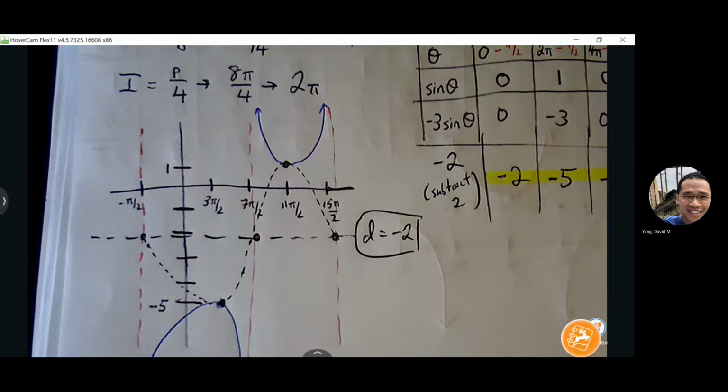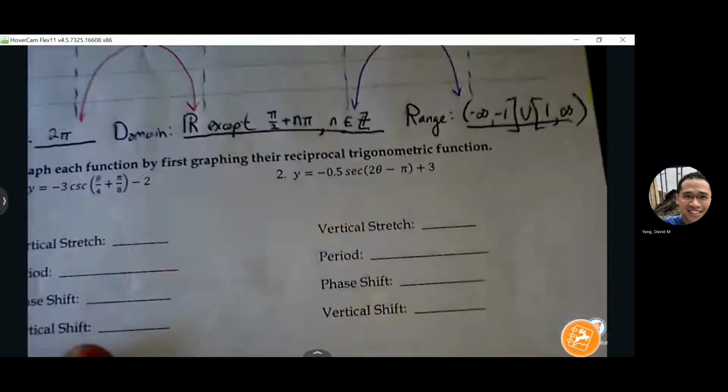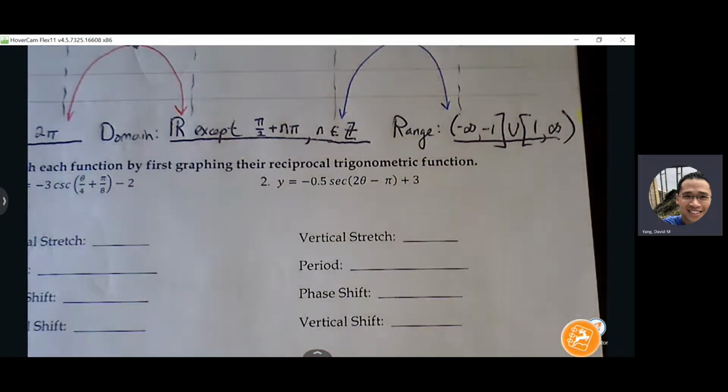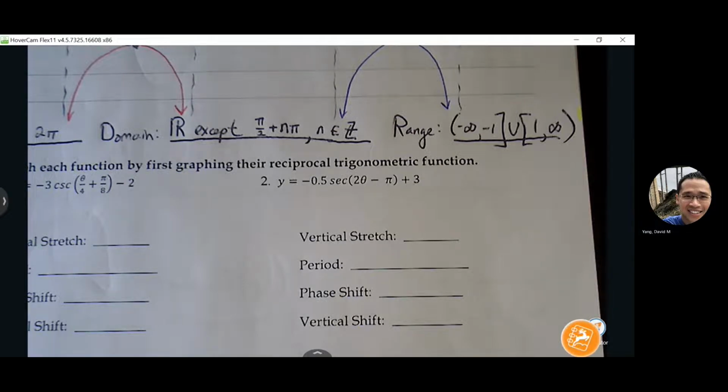Okay, so number 2, y equals negative 0.5 secant of 2 theta minus pi plus 3. We're just going to pretend like we're working with what? Good, cosine. So you'll do sine for cosecant, but for secant, you'll do cosine. So go through the process. You're going to rewrite your function, right? You're going to pull that B value out and adjust your phase shift. Okay, so go through your steps. I will show the work after you guys have a chance to progress.